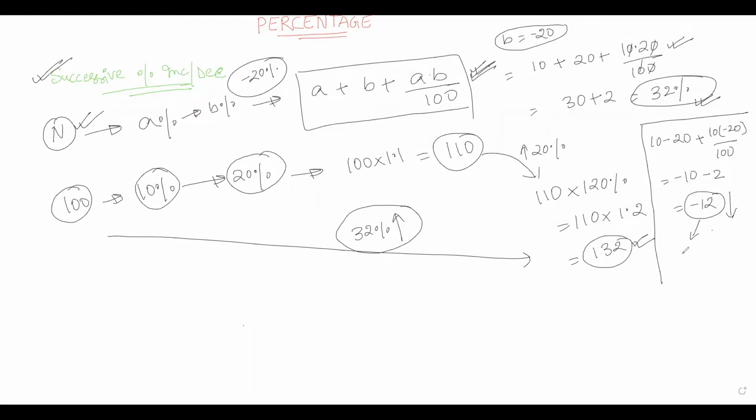So the final number would be 100% minus 12%, that is 88% of the original number. So in this case, this would be 100 times 88%, that is 0.88, so this will become 88. So when the number 100 was initially increased by 10% and then decreased by 20%, the final number would be 88, which we can calculate simply by using the successive percentage increase or decrease formula.